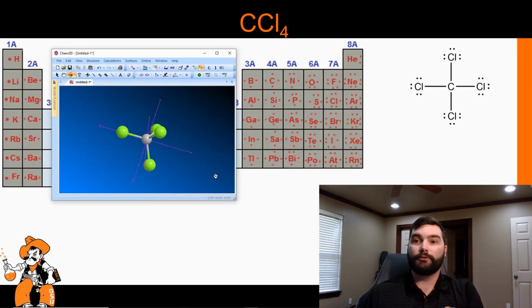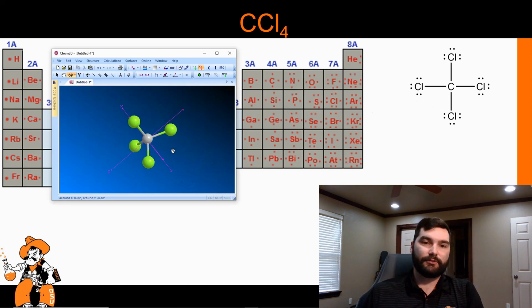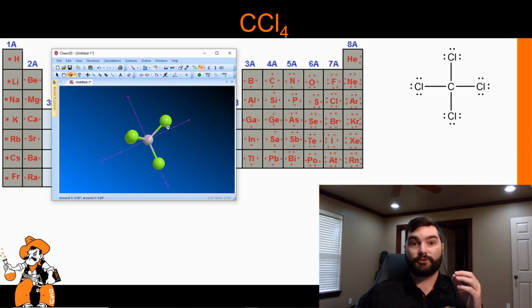So this molecule's 3D structure, since you have 4 electron regions, you have to space those as far apart as you possibly can. That's going to be 109 degrees between each pair. So you have a tetrahedral structure. The tetrahedral structure allows the electron pairs to be as far apart as they possibly can.